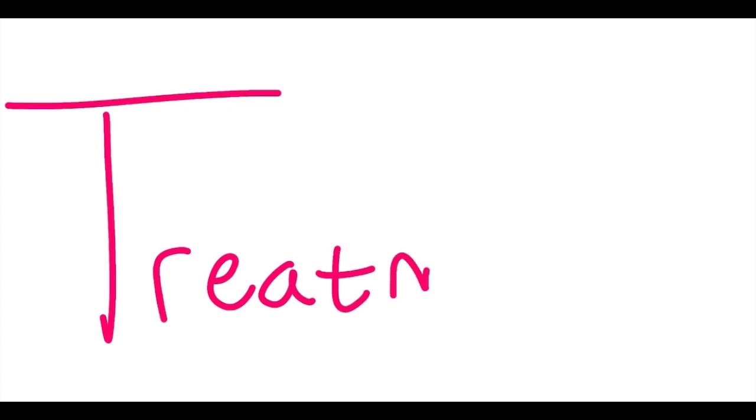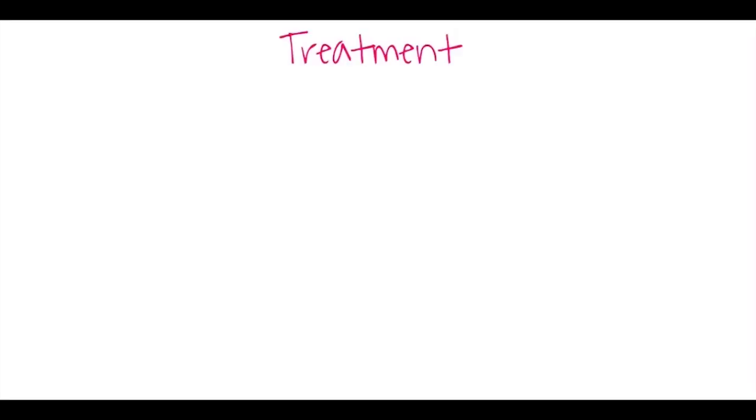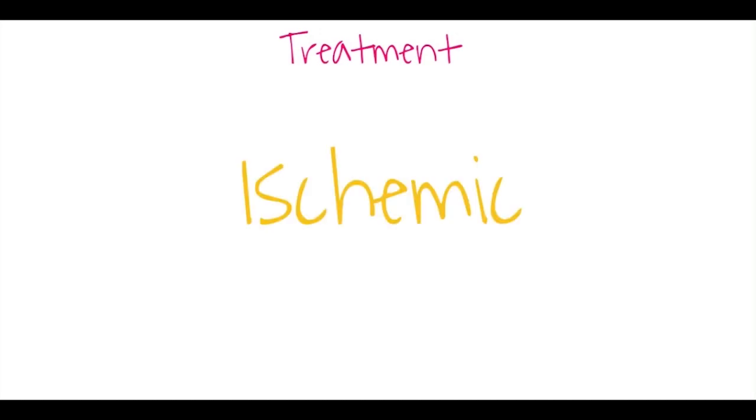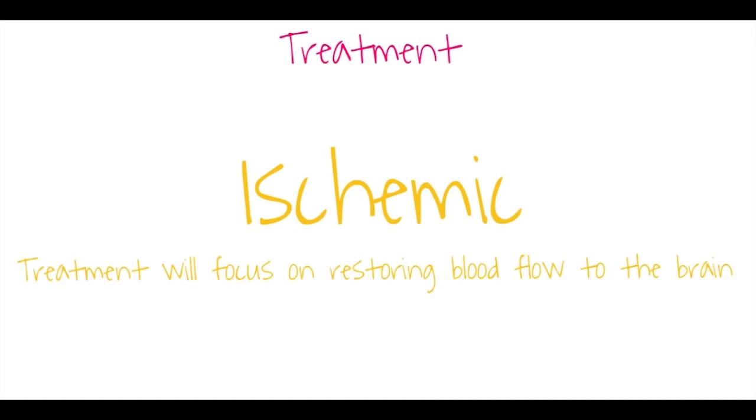After mentioning the different ways strokes are diagnosed, it is now time to discuss the treatment process for strokes. The treatment for a stroke will be determined after a confirmed diagnosis of the type the patient has. The most common type, ischemic strokes, occur due to blocked or narrow arteries, so treatment will focus on restoring blood flow to the brain.